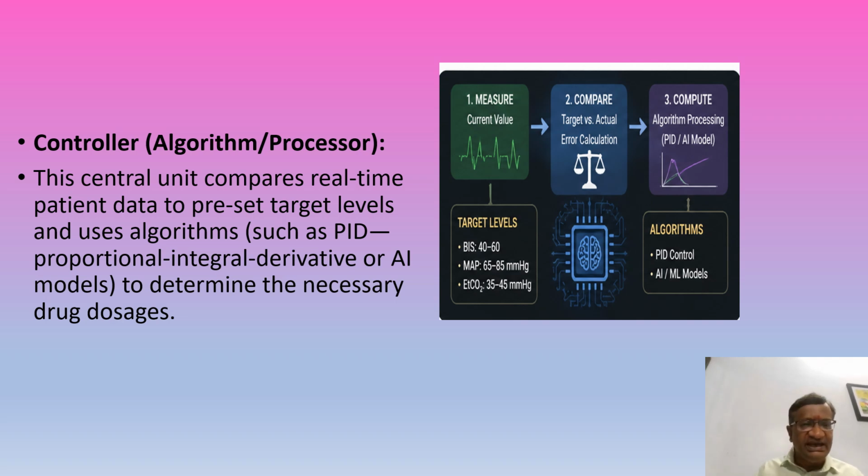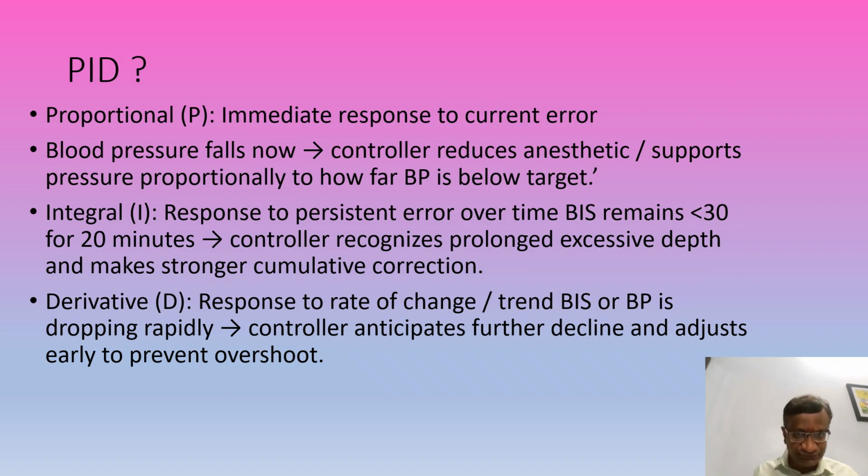There is something called PID, proportional integral derivative, or AI models. Proportional means there is an immediate response to the current error. BP falls. That's the immediate response. Integral is this: the BP is falling because the BIS is persistently around 35 or something for the past 20 minutes. Now it has to change the BP, it has to change the IV fluids, it has to change the vaporizer. All these things it does by proportional integral derivatives.